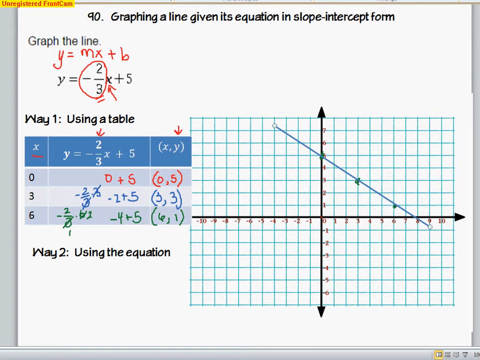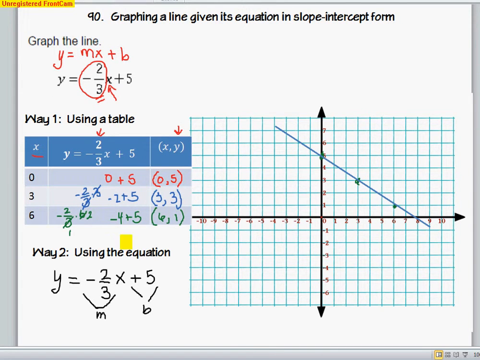Now, here's way 2. I believe way 2 is just better. Personal preference. I think it's faster. I just said using the equation, and what that means is it's already in slope-intercept form. Remember I said the m is the slope, which is this number right here, and the b is the y-intercept. That would be this number here. This is my m, this is my b. Watch how cool this is.